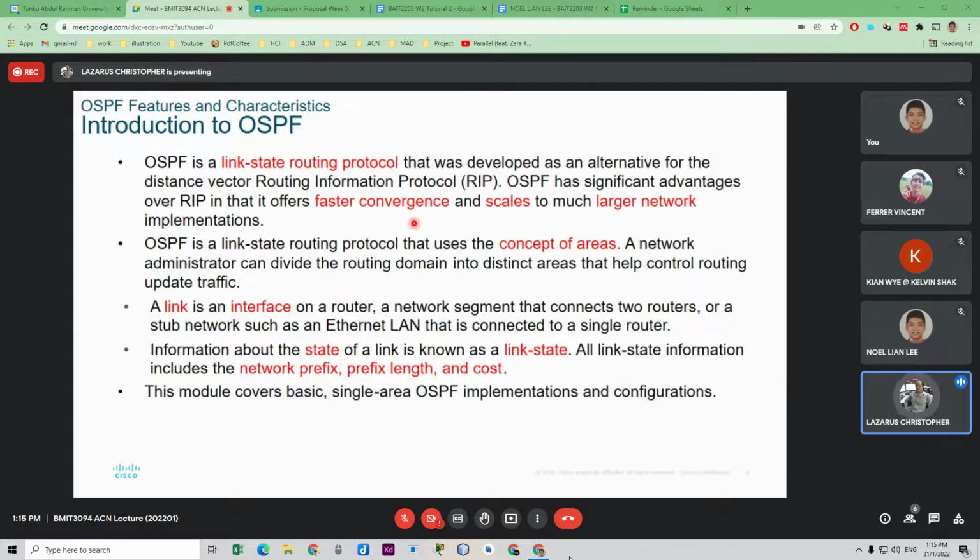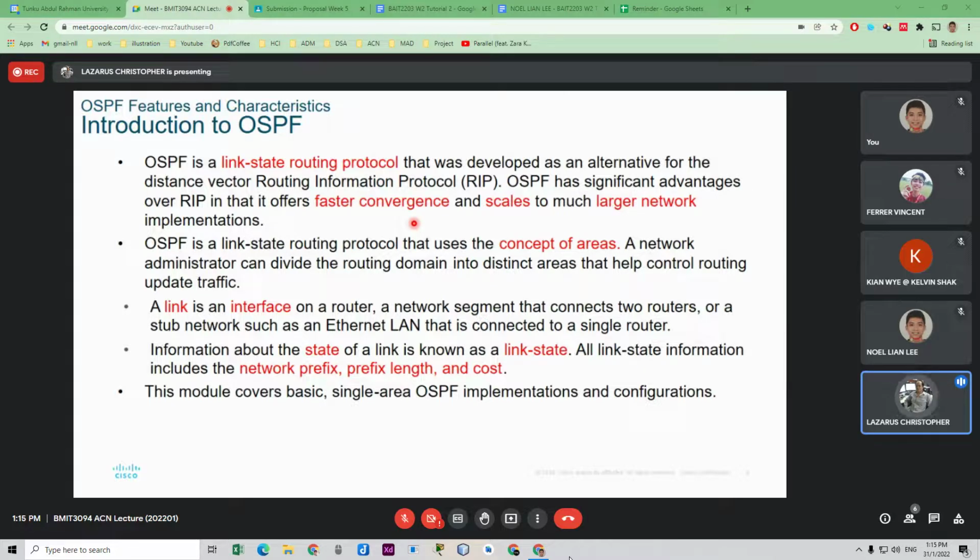So OSPF is a link state routing protocol that uses the concept of areas. A network administrator, for example, can divide the routing domain. So this is an area where all the devices are under your control. So you can, if you want, divide the routing domain into different areas, right? The thing is you have to be able to manage it. Whether you want to divide into many routing domains or a single domain depends on how large your network is and how easy it is to monitor and maintain, right?